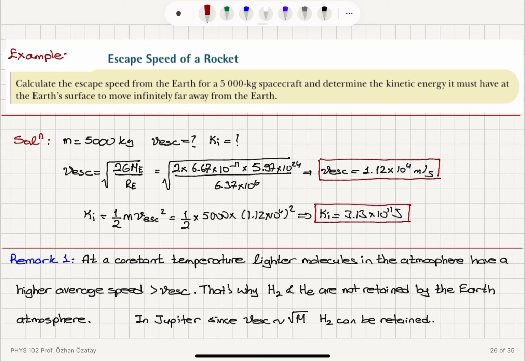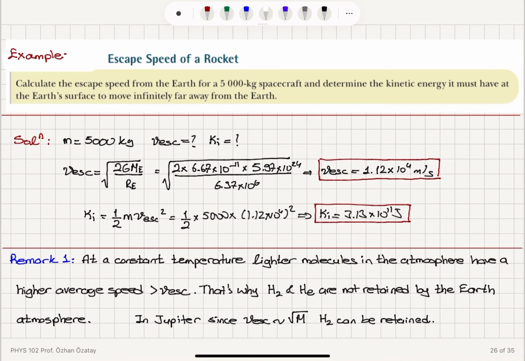All right. Now, we have an important remark here. At a constant temperature, lighter molecules in the atmosphere have a higher average speed. This we will find out in our study of thermodynamics. Having the same temperature for all of the molecules, a lighter molecule will have on average a higher speed, and this speed can be greater than the escape speed.